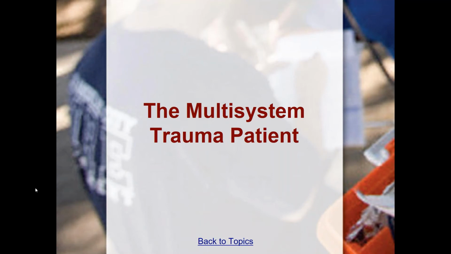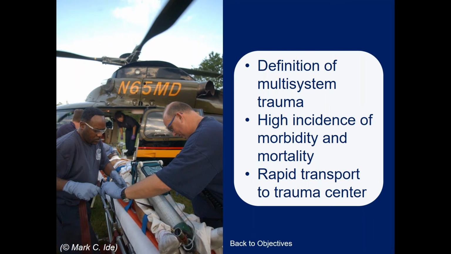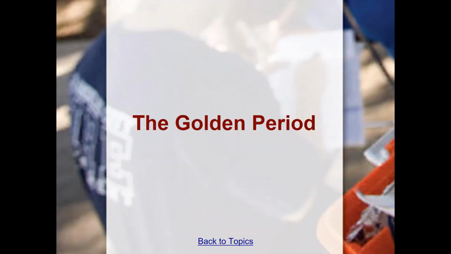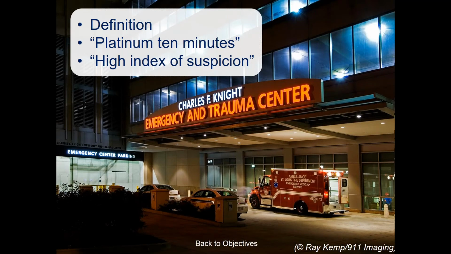Rapid transport to a trauma center is what saves our multi-system trauma patient. We have a protocol that tells us when we transport somebody to a trauma center versus when we transport somebody to the local community hospital, and that is based on this golden period. The golden period is what I've been sort of mentioning to you guys already, is that platinum 10 minutes.